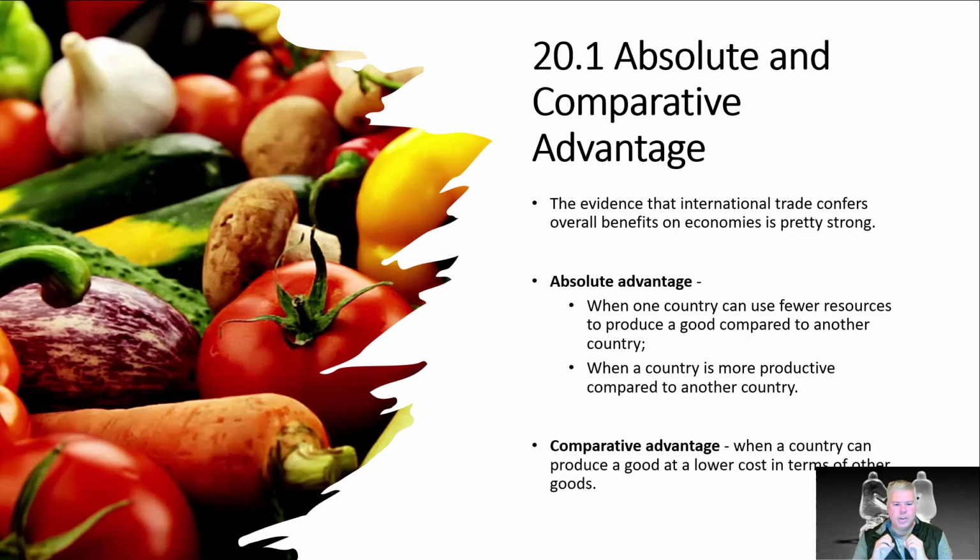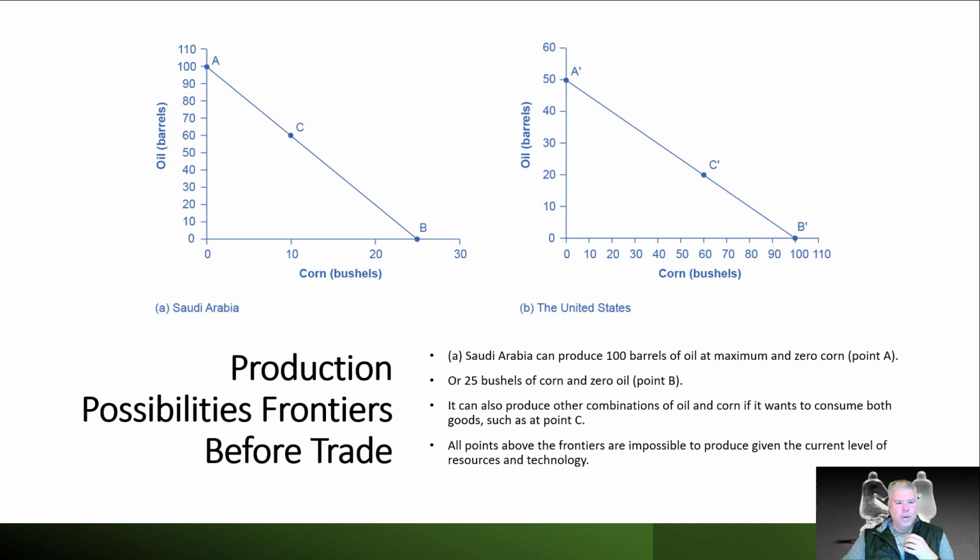Comparative advantage is when a country can produce a good at a lower cost in terms of other goods. So, can the United States, for instance, produce corn at a lower cost relative to oil than Saudi Arabia? The answer is going to be yes. On the oil side, maybe the U.S. could produce oil cheaper than Saudi Arabia, but given the trade-off, it makes sense to have Saudi Arabia produce the oil and the United States produce the corn.